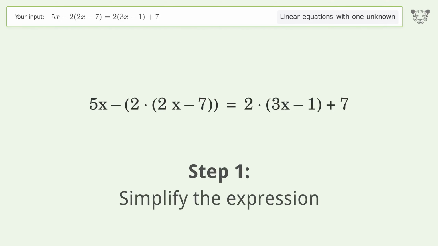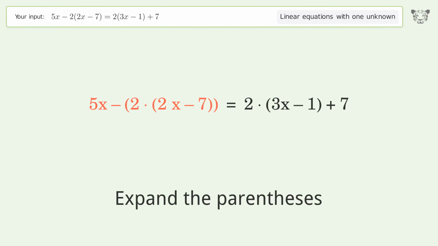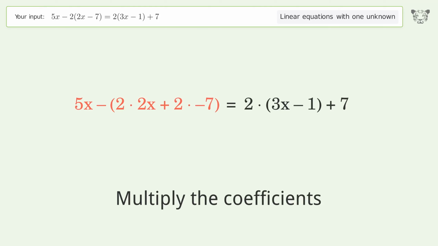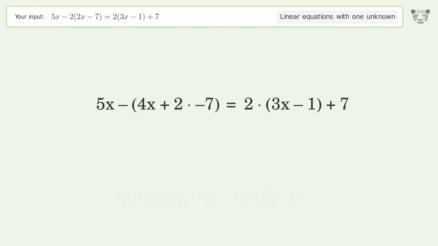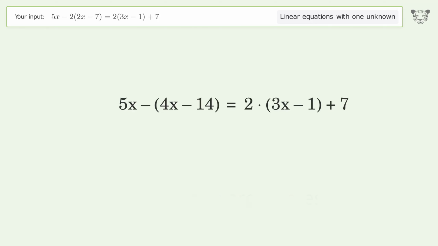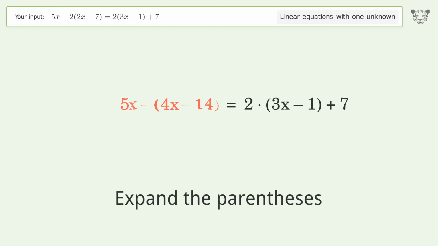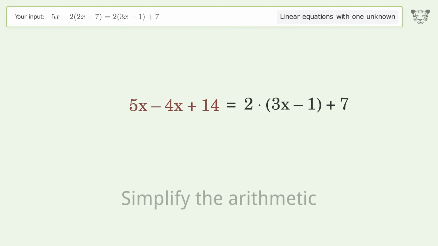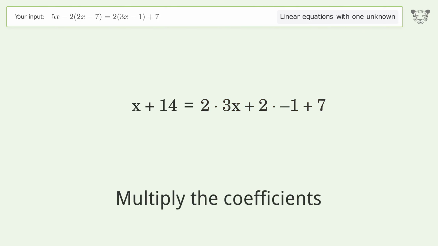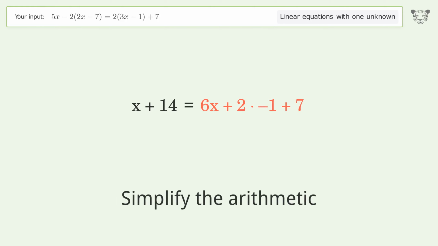Simplify the expression. Expand the parentheses. Multiply the coefficients. Simplify the arithmetic. Expand the parentheses. Simplify the arithmetic. Expand the parentheses. Multiply the coefficients. Simplify the arithmetic.